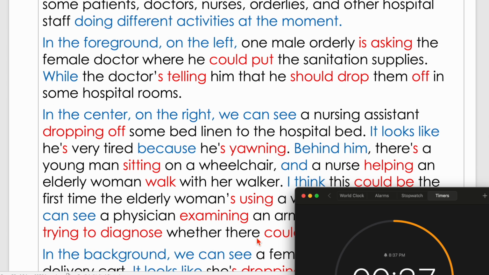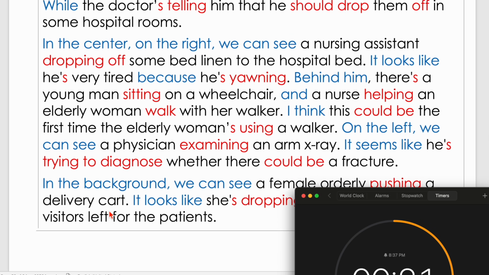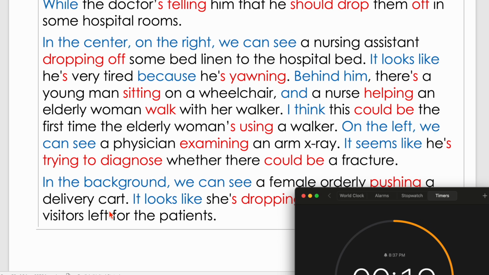In the center on the right, we can see a nursing assistant dropping some bed linen to the hospital bed. It looks like he's very tired because he's yawning. Behind him, there's a young man sitting on a wheelchair and a nurse helping an elderly woman walk with her walker. I think this could be the first time the elderly woman's using a walker.